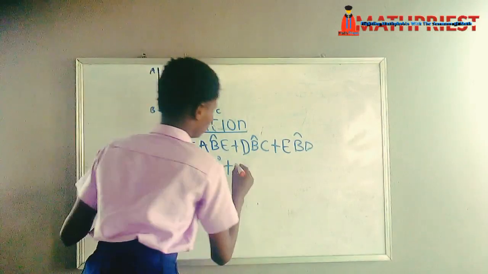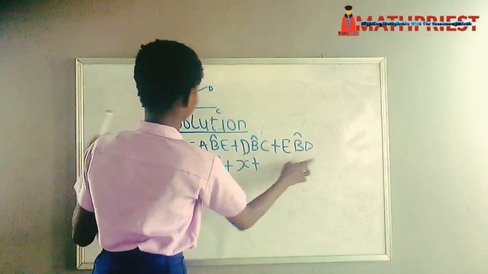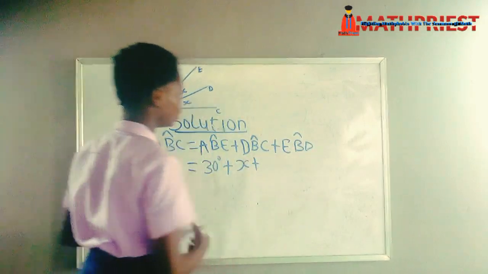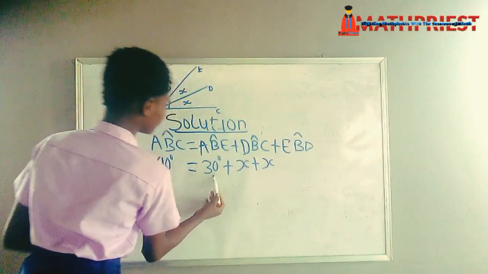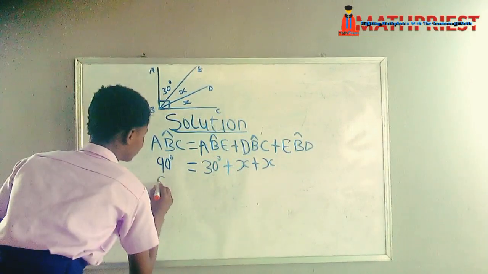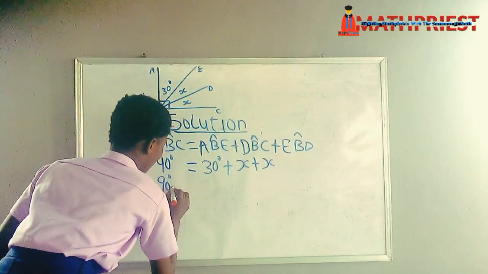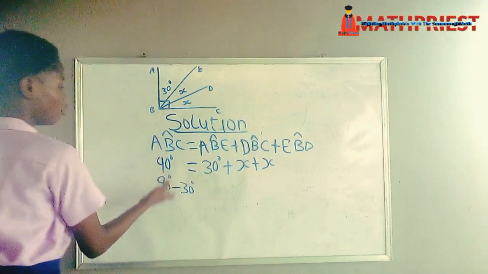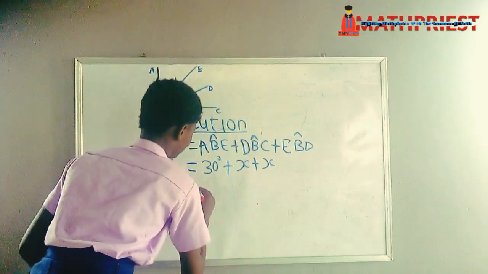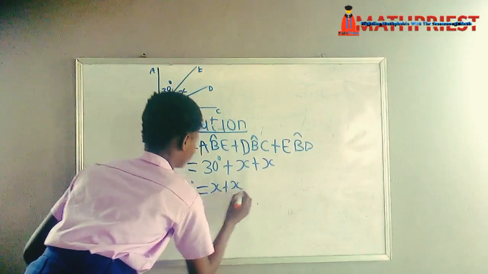We don't know. Plus our EBD is also X. We don't know. This and this look alike. We said 90 degrees minus 30 degrees, because if plus moves to this side, it will become minus, equals X plus X.